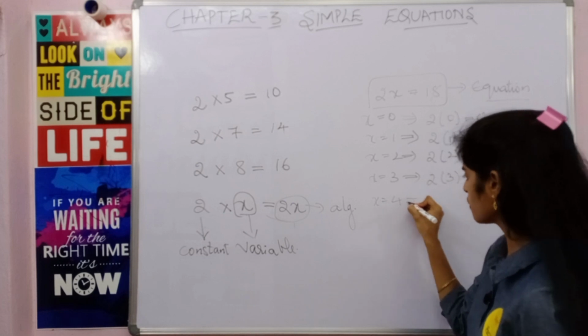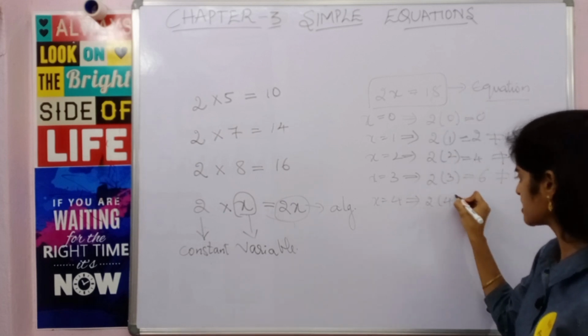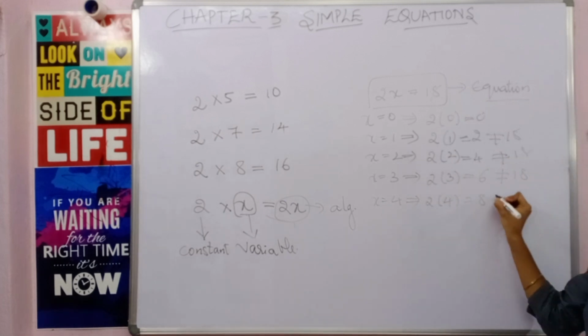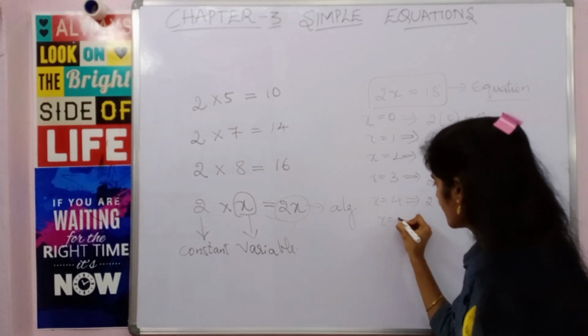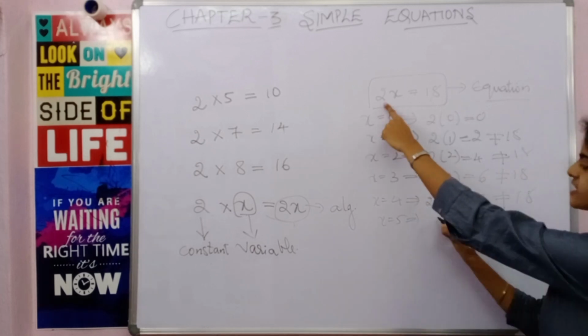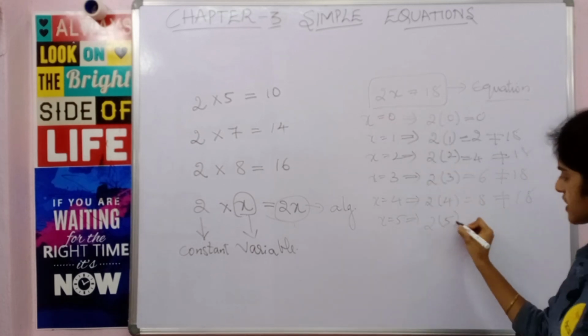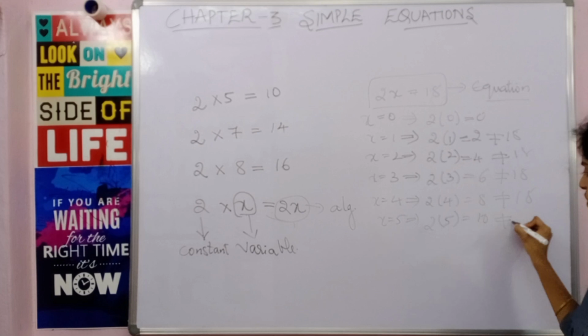When x equals 4, what happens? This is 2 into 4, which is nothing but 8. So this is not equal to 18. Clear? Now let us take x equal to 5. When x is 5, what happens to this? This is 2 into x, where x is 5. So 2 5s are 10, which is not equal to 18 again.